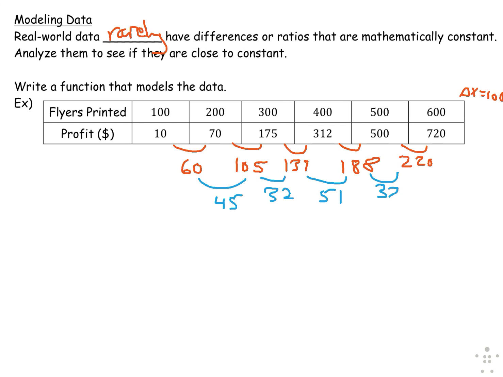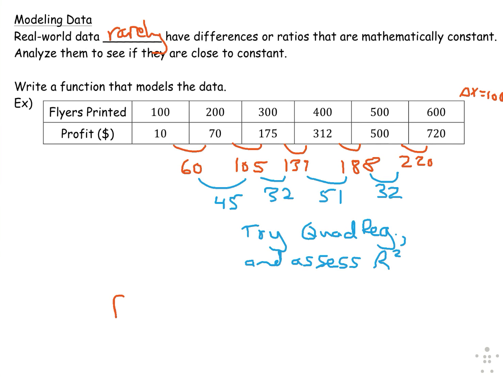Yeah. Real world's not perfect, is it? Close enough. It's worth a shot. I'm going to go ahead and try quad regression, and then I will assess from there if I have enough information to really say that it's a quadratic model that best describes this table of data. Well, do the quadratic regression on the calculator.